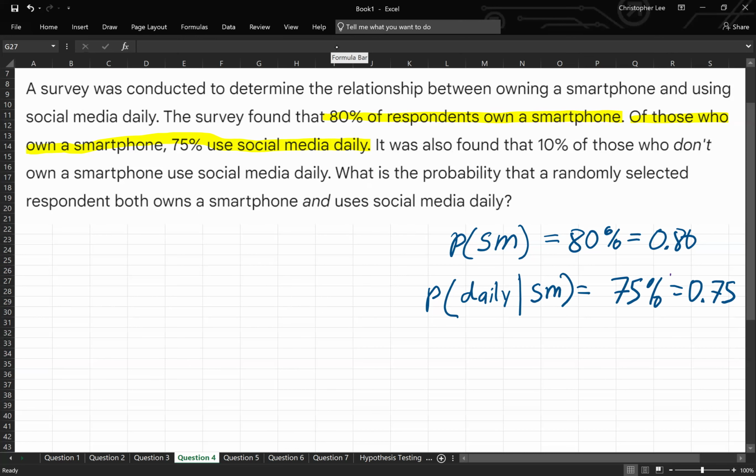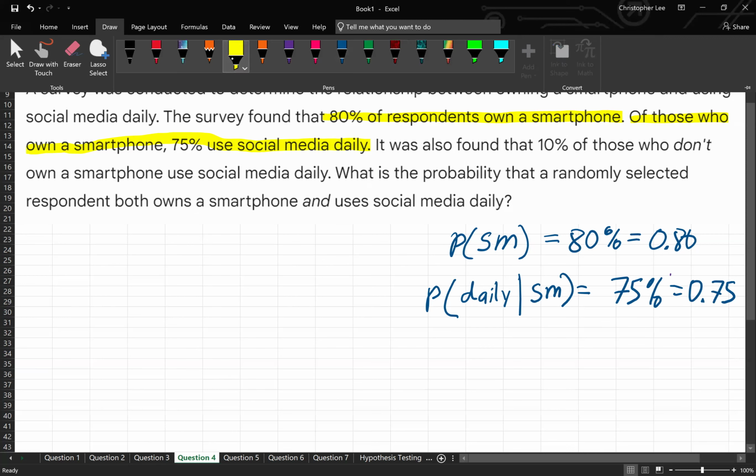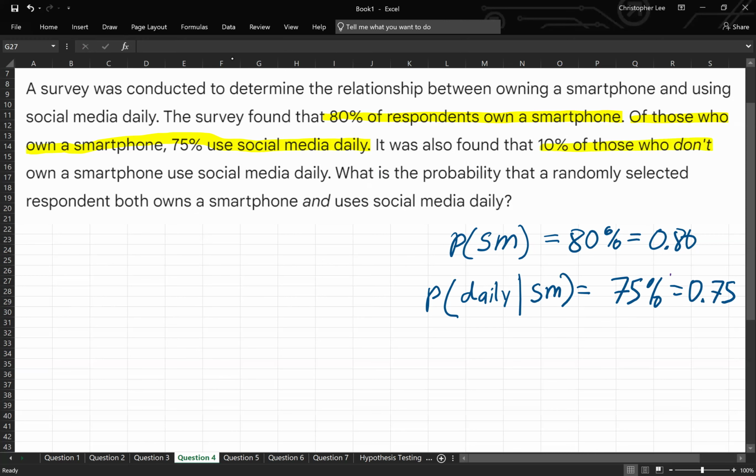All right. Let's continue. It was also found that 10% of those who don't own a smartphone use social media daily, right? So watch this one now. This one is a little bit different. This one is the probability of daily given no smartphone. That's 10%, which is equal to 0.1, right?